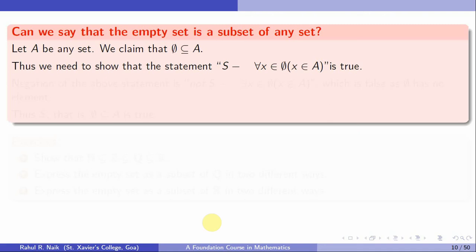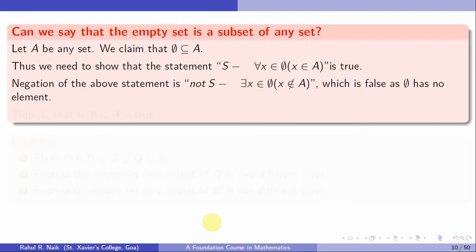So to prove that this is true, I will show that its negation is false. Negation will never hold. What is its negation? Not of S: there exists x in the empty set such that x is not in A.